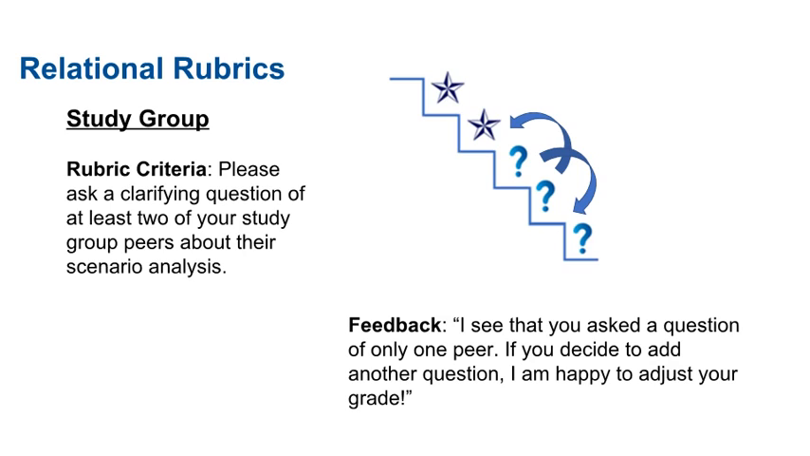In this example, somebody has not asked a question of another peer. So my feedback is, I see that you asked a question of only one peer. If you decide to ask another question, I'm happy to adjust your grade. It's been my experience that students really like the back and forth checking on who asked them a question and responding, and they tend to ask quite a bit more than just the 2 questions.